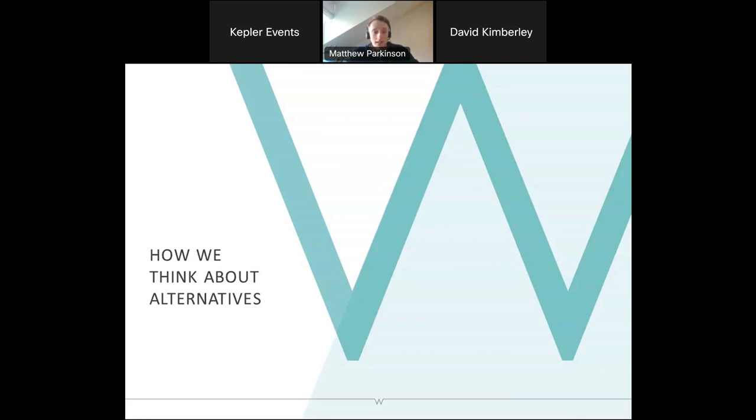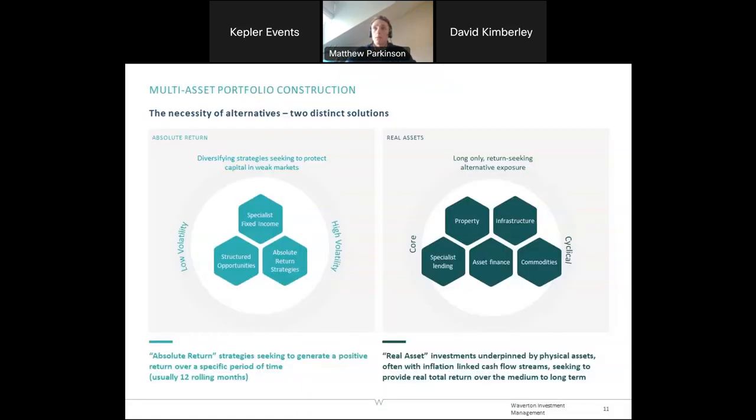We've subsequently tactically moved back to a neutral weight in fixed income on the expectation of slowing growth over 2023, but we still believe that, given the higher inflationary backdrop, alternatives should have a meaningful allocation in portfolios. As I'm sure you're aware, the alternative universe is huge and covers a whole range of investments with different risk and return characteristics. So at Waverton, we try to break it down into two key solutions.